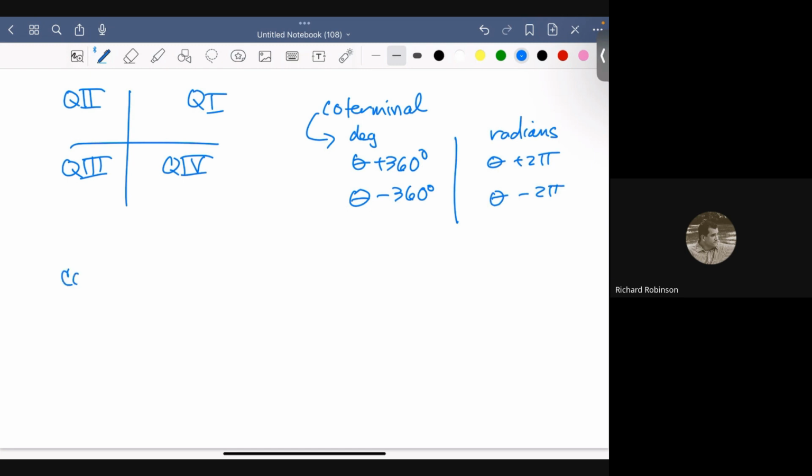Then we talk about the complement and the supplement. How do I do the complement? Gianna, how do I do the complement? Very good. You take 90 minus your angle, or in radians, what do you do? Morgan, what do you do? If we're doing complement, we do 90 minus if we're in degrees. What do you do in radians? Very good. Pi over 2 minus.